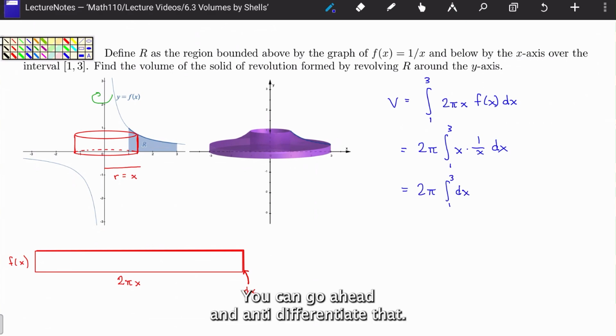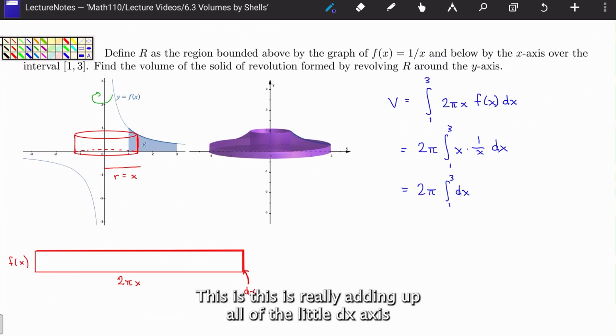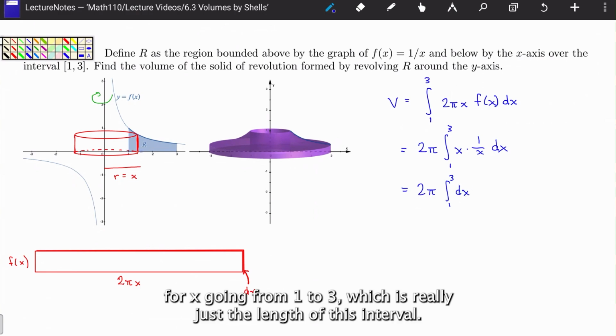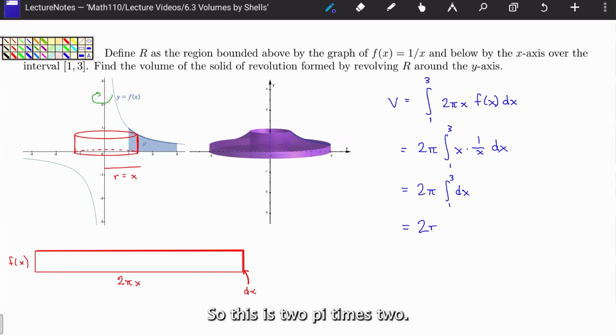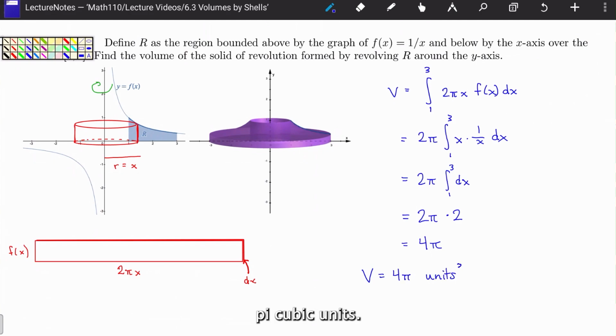You can go ahead and anti-differentiate that, and you can also think about this as adding up all of the little dx's for x going from 1 to 3, which is really just the length of this interval. So this is 2 pi times 2, which is 4 pi. Okay, so the volume of this particular solid is 4 pi cubic units.